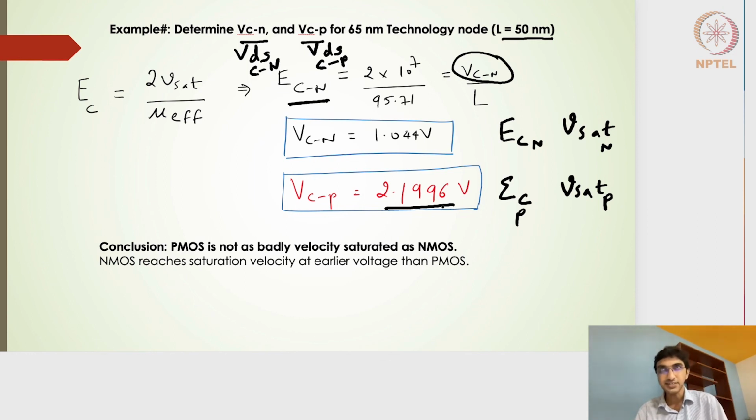So what it implies is the PMOS transistor will still be able to get an increase in current. Only when it reaches 2.1996 volts will I get the saturation of the velocity. That's what I've written here: the PMOS is not as badly velocity saturated as the NMOS. The NMOS reaches velocity saturation at an earlier voltage than the PMOS.